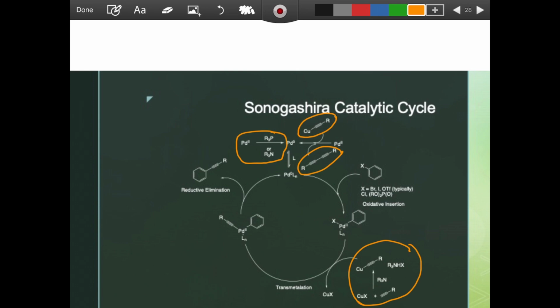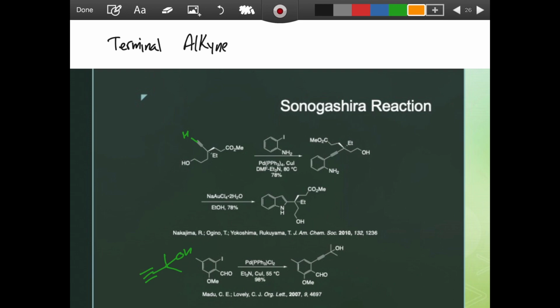So these are really handy reactions. There are some cascade reactions where you can make indoles. So what we saw over here, if we go back, they make this alkyne, and then they treat it with this gold reagent. The gold really likes the pi bonds of an alkyne. It makes it so the nitrogen can add to make an indole. So these are quite handy reactions to make these alkynes.